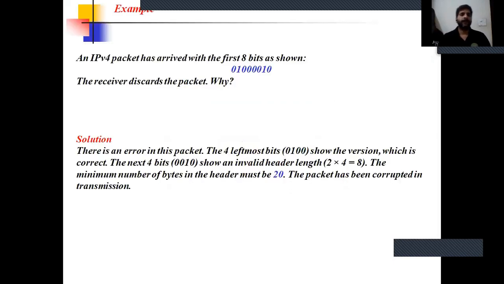For example, an IPv4 packet has arrived with the first 8 bits as shown. The receiver discards the packet. Why? The solution of this example: there is an error in this packet because the 4 leftmost bits 0100 show the version, which is correct. The next 4 bits 0010 show an invalid header length because 2 times 4 equals 8. The minimum number of bytes in the header must be 20. The packet has been corrupted in transmission.